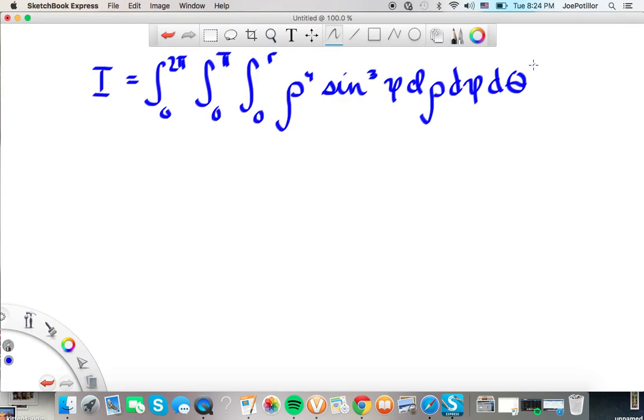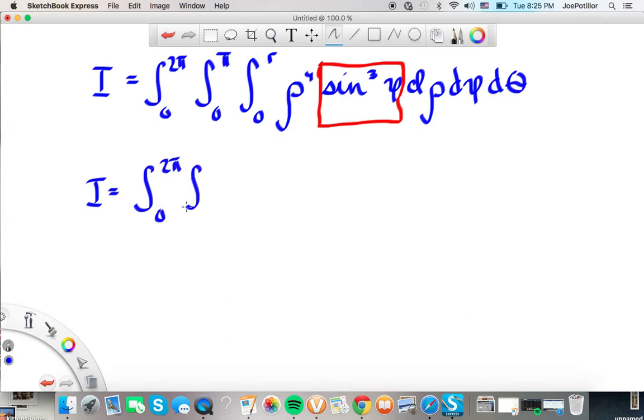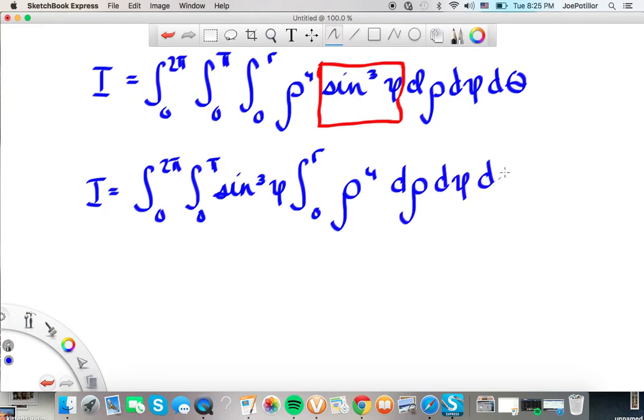So, of course, to work inside out, we'll start with rho because it's a very simple integral. Anything that is not rho goes to the outside of the integral. So this whole mess comes to the outside of it, and we integrate rho, which will be rather simple. So we have I equals the integral from 0 to 2 pi, integral from 0 to pi, sine cubed of phi, times the integral from 0 to r of rho to the fourth, d rho, d phi, d theta. Before I actually do any integrations, make sure the algebra is set up.